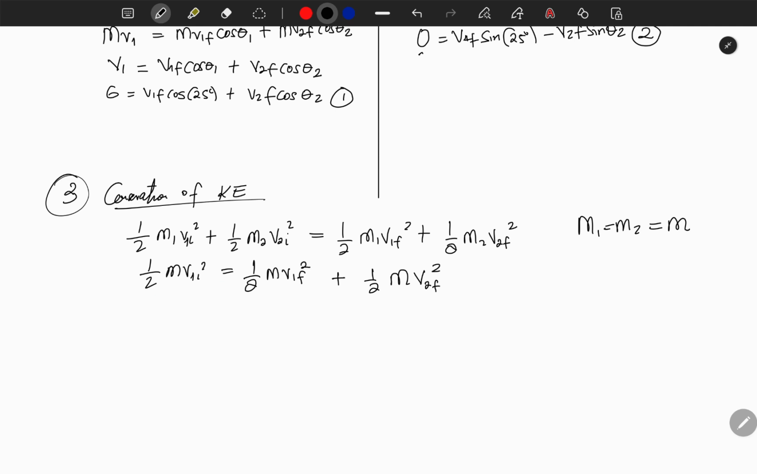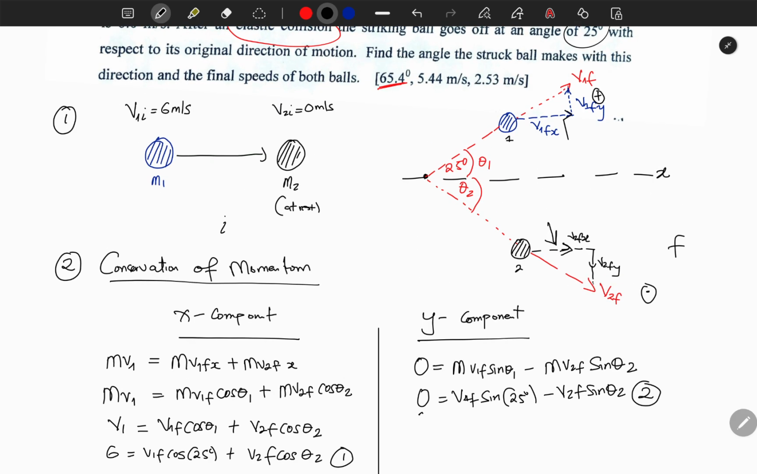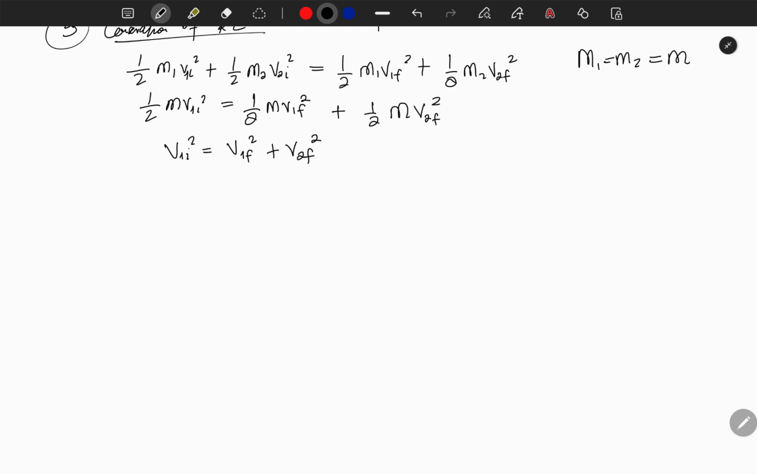We can divide the mass throughout, and half mass and half divide throughout, we end up having v1 initial squared is equal to v1 final squared plus v2 final squared. But remember v1 initial was 6, so squaring 6, we get 36 here, equal to v1f squared plus v2f squared. So this becomes our equation number 3. We are now ready to solve the equation.